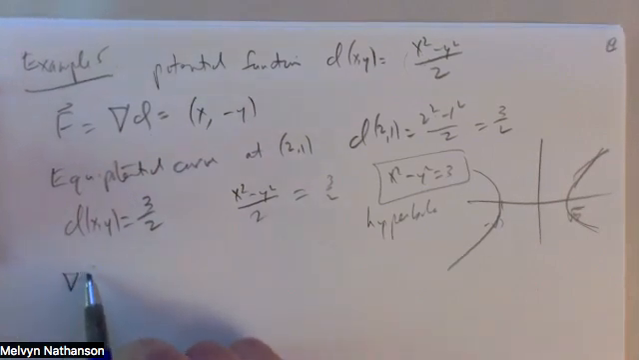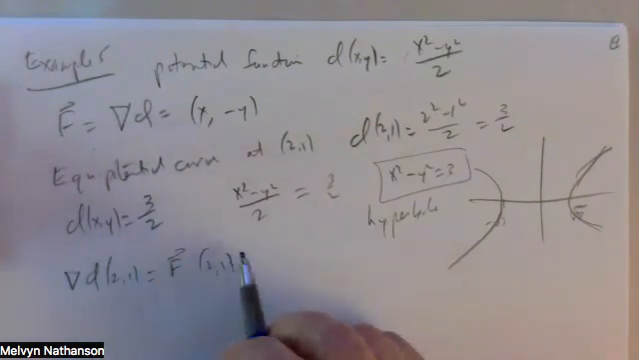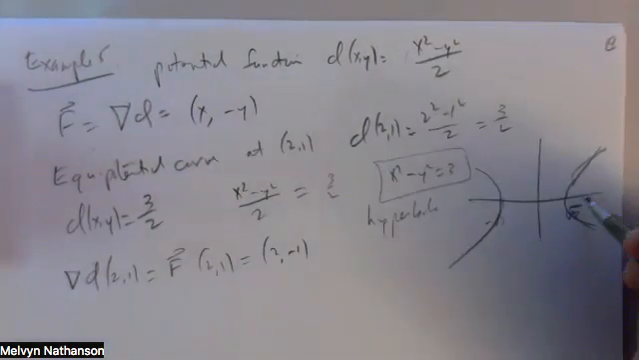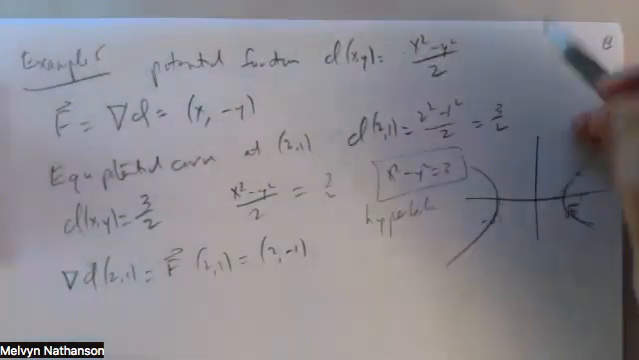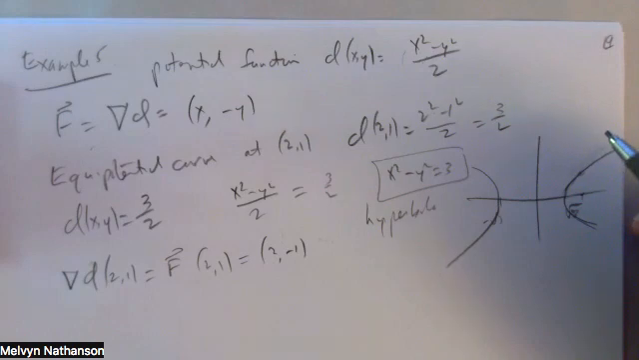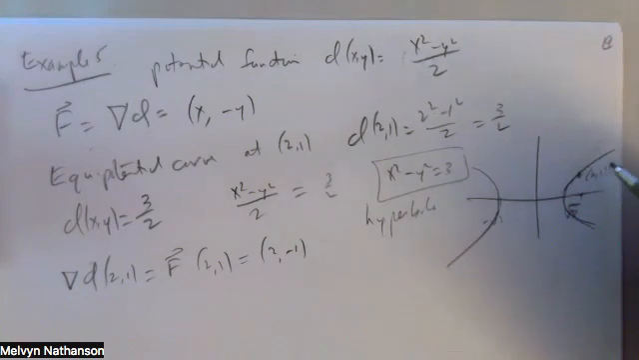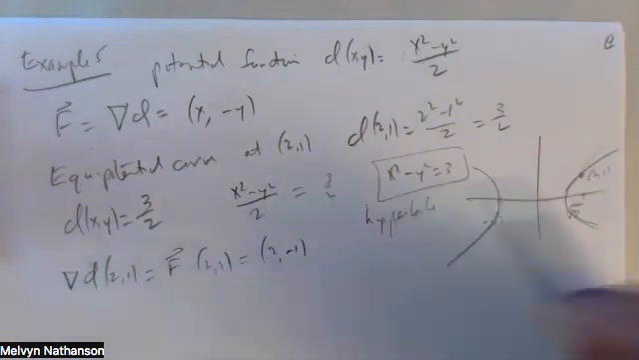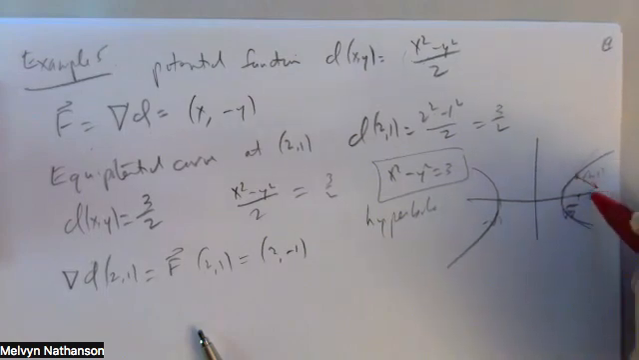What is the gradient of phi at the point 2, 1, or f of 2, 1? f of 2, 1 is 2, minus 1. So the point 2, 1 lies on this curve, right? Yeah, of course. When x is 2 and y is 1, we have this. So this is the point 2, 1. And at the point 2, 1, the vector field is 2, minus 1.